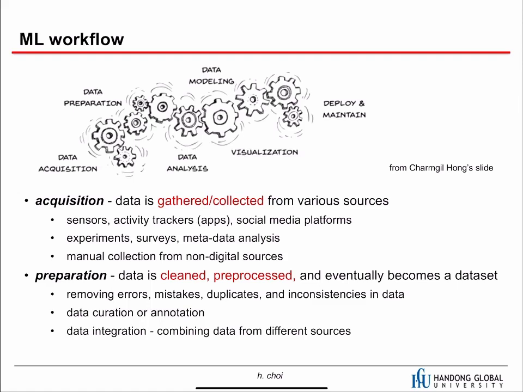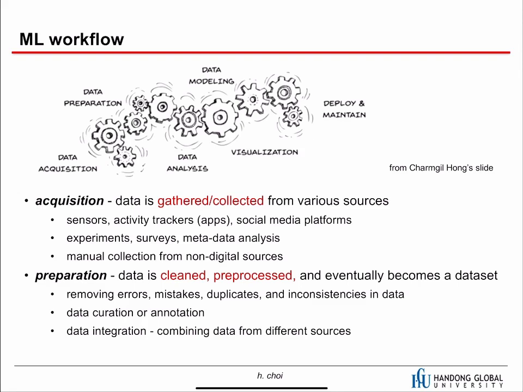So first, when we start a project, the first thing is to gather and collect data samples. That is data acquisition, and data is collected from various sources like sensors, activity trackers, social media platforms, experiments, surveys, etc. There are so many different sources. In machine learning class, we don't have much to talk about data acquisition, so let's assume that you have a data set. But in practice, it will take a lot of time to collect the data samples.